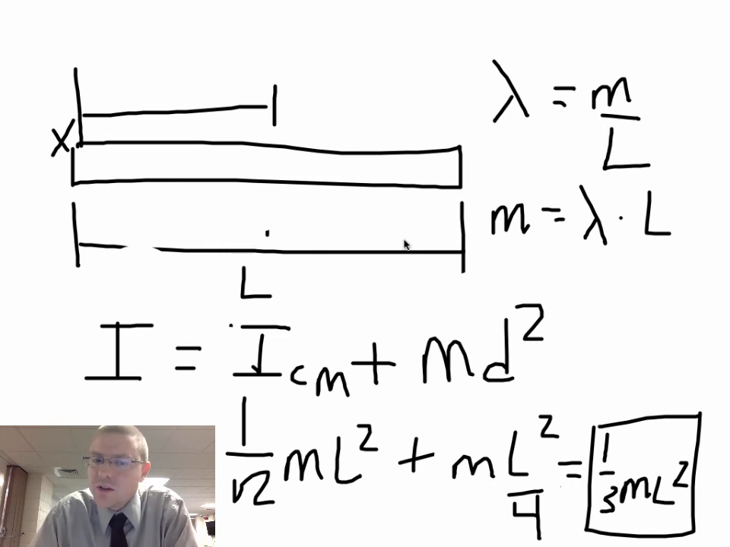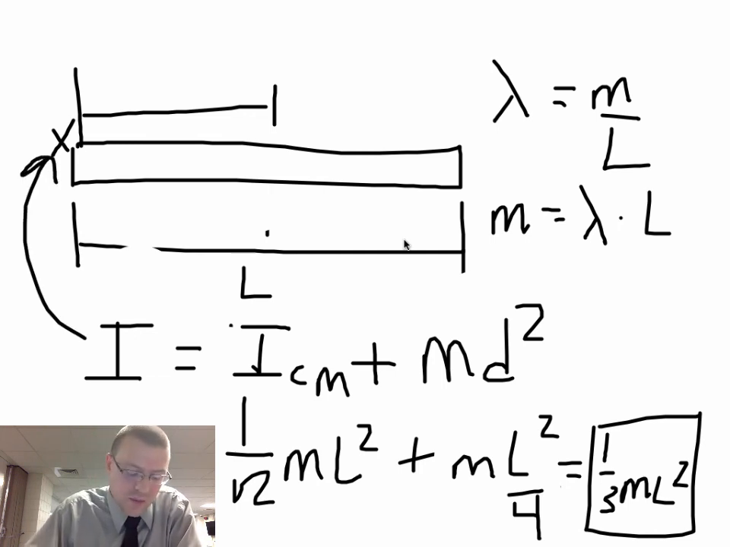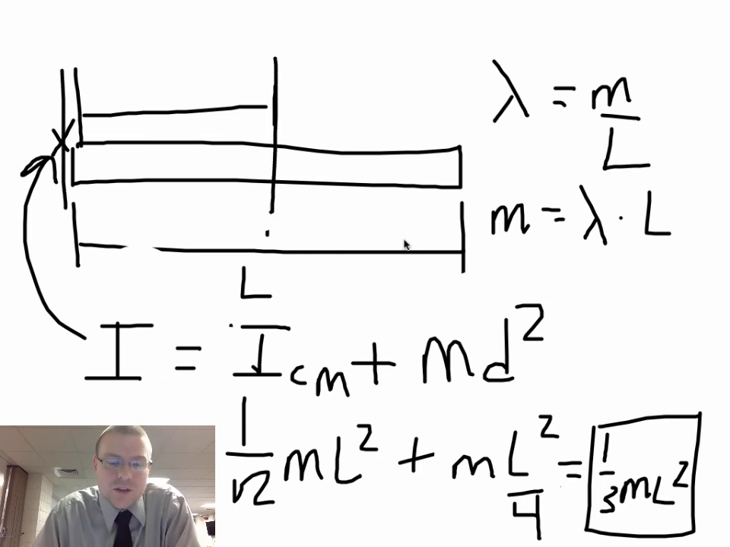So if you don't want to deal with integration and the parallel axis theorem makes sense to you, then I've just found the moment of inertia about the endpoint, because that endpoint is a parallel axis to the center of mass. So there's another way of setting up and calculating moments of inertia.